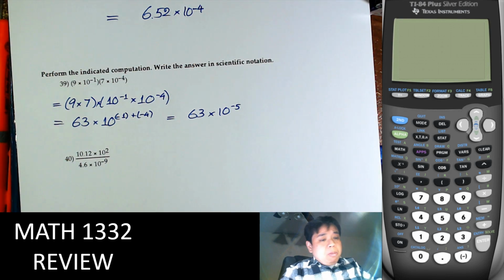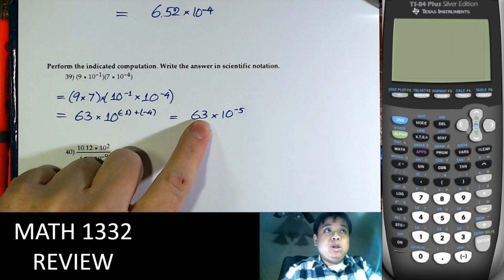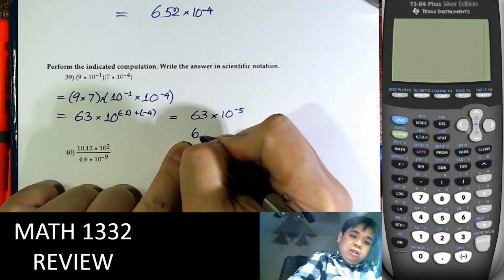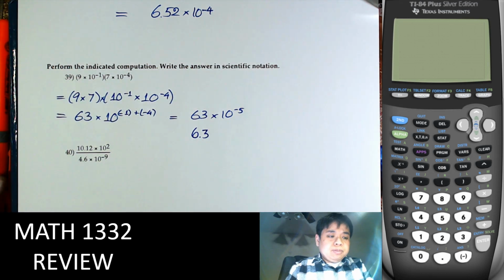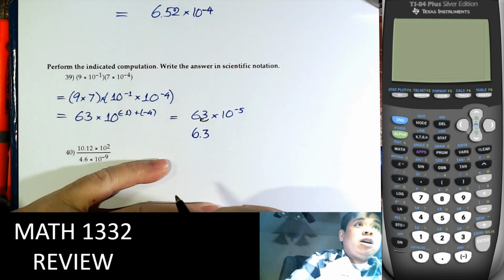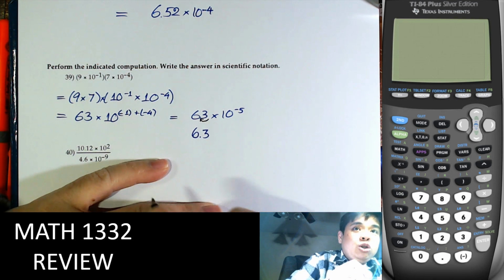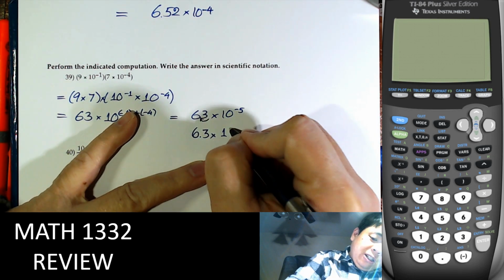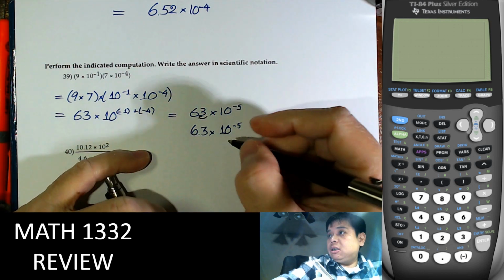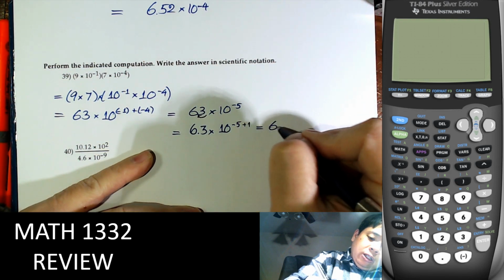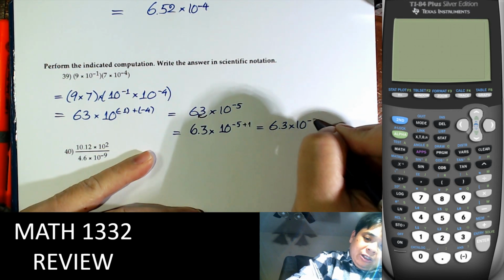Now, this is not proper scientific notation because the number is supposed to be between 0 and 10. This is bigger. So we have to make it smaller. So that means the decimal has to go to this side, just one place. So we make the number smaller by one place. The power has to be bigger by 1. So that gives us 6.3 times 10 to the negative 4.